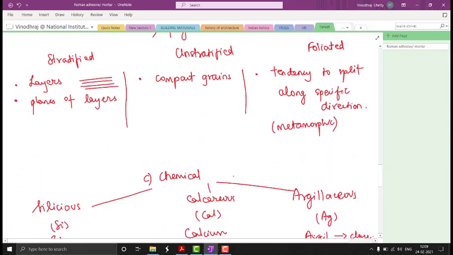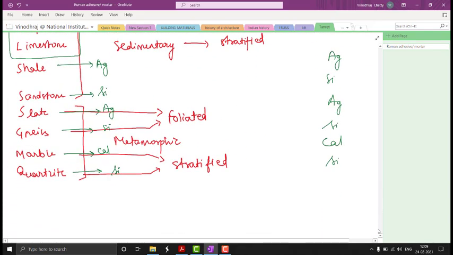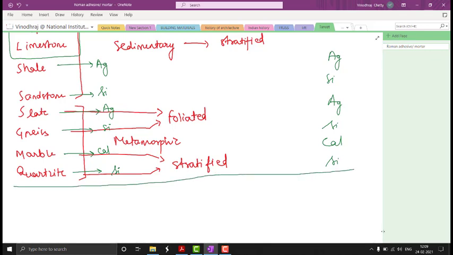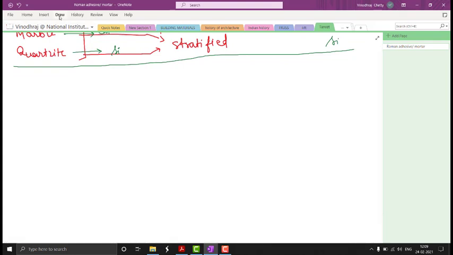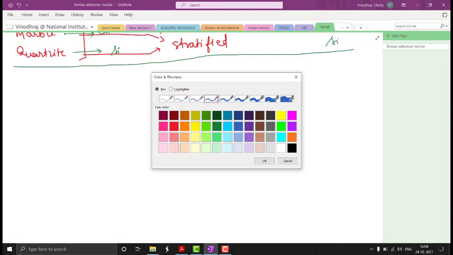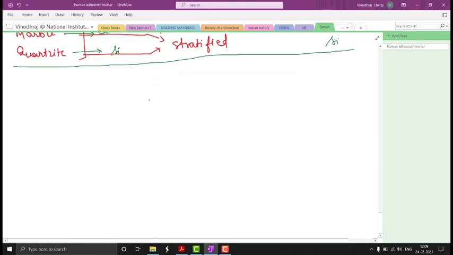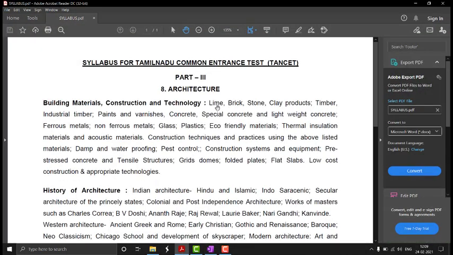Okay. So I know this is a bit of a hectic table to remember, but as you practice, it will be easy for you. Okay, this is an important topic. So mostly there are many questions from the stones part. So I would suggest you to remember this. So we have finished lime, brick, and stone. Clay products, we'll see that afterwards because that's not an important topic as of now. We'll just continue with timber.